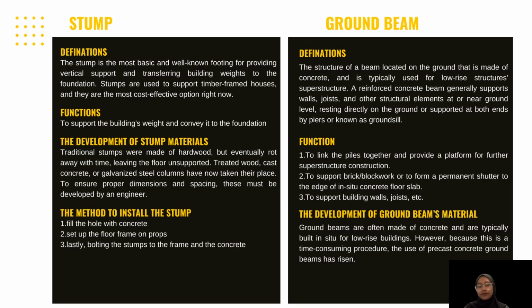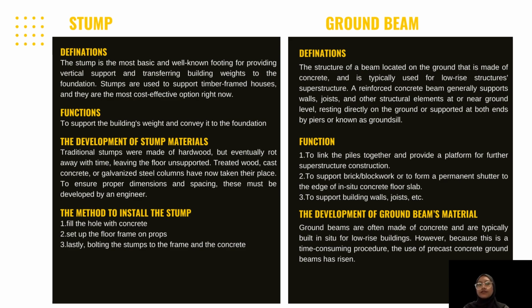The next one is stump. The definition of a stump is the most basic and relevant footing for providing vertical support and transferring building weight to the foundation. Stumps are used to support timber framed houses and they are the most cost-effective option right now. The function of a stump is to support the building's weight and convey it to the foundations.